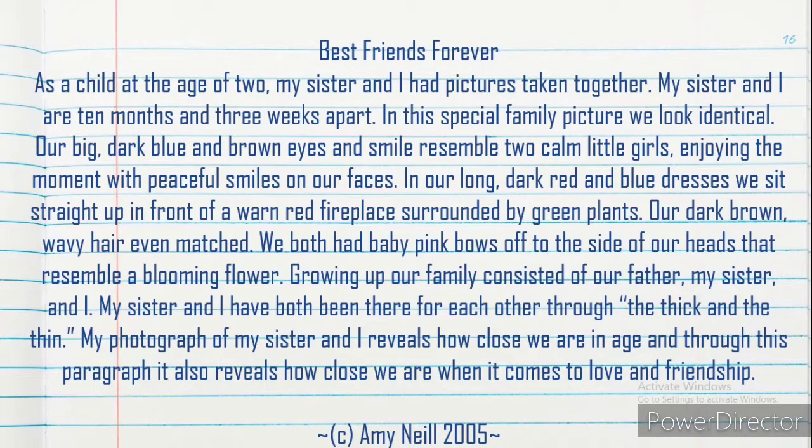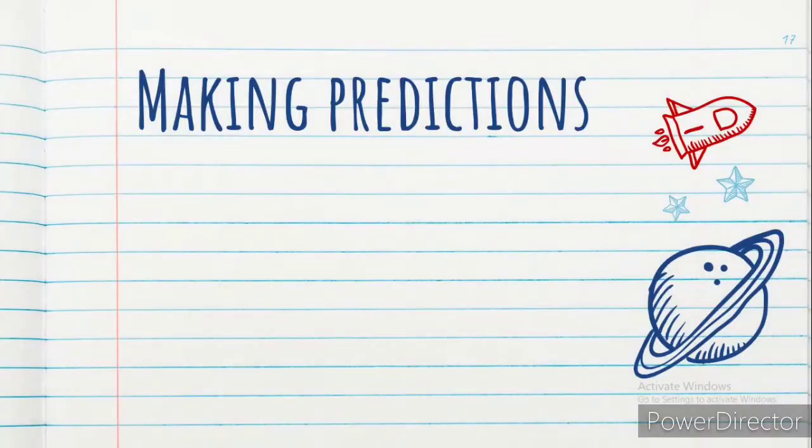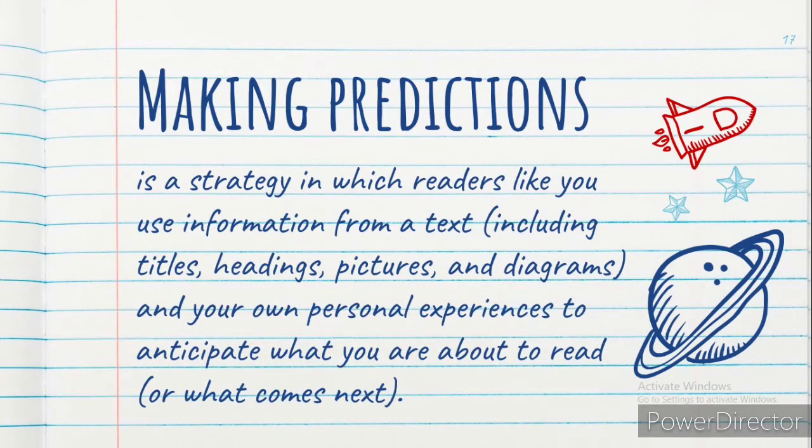Okay, now that you have identified the author's purpose, one strategy to check if you really understand the text is to make predictions. Making predictions is a strategy in which readers like you use information from a text, including titles, headings, pictures, and diagrams, and your own personal experiences to anticipate what you're about to read or what comes next.